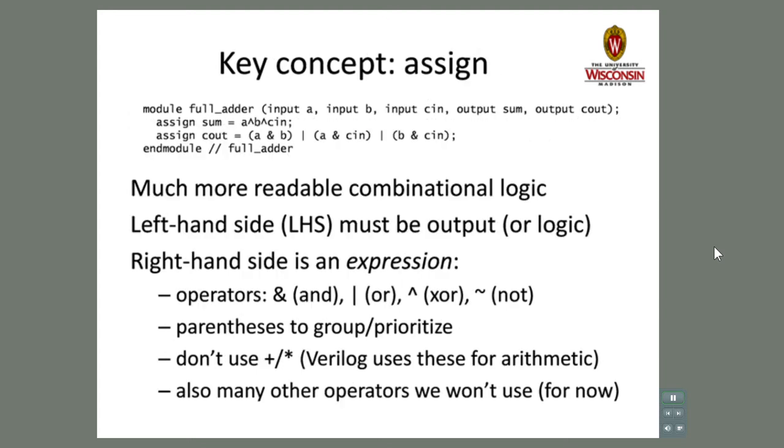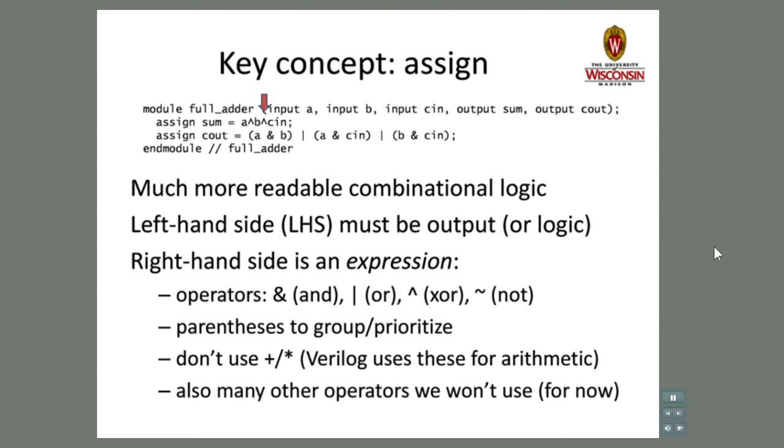Connecting primitive built-in gates to implement combinational logic is quite painful. There is a much better way to do this, which is the assign statement. An assign statement has a left-hand side, which is the output of the combinational logic that it describes, and a right-hand side, which provides an expression that describes the combinational function implemented by the assign statement. The right-hand side looks a bit like Boolean algebra, but the operators are all different.